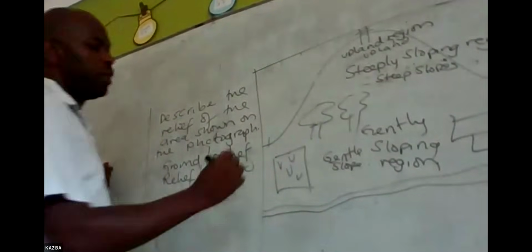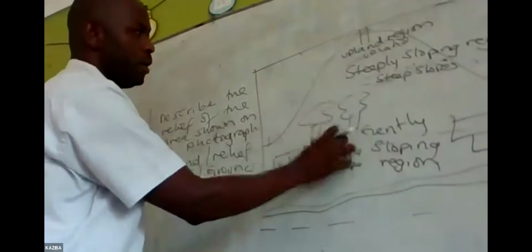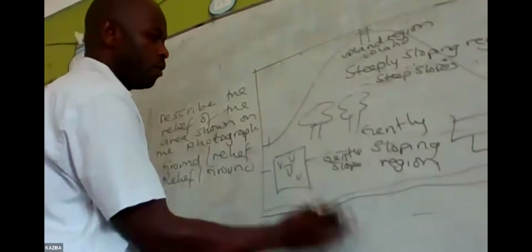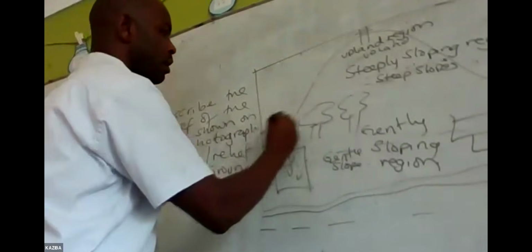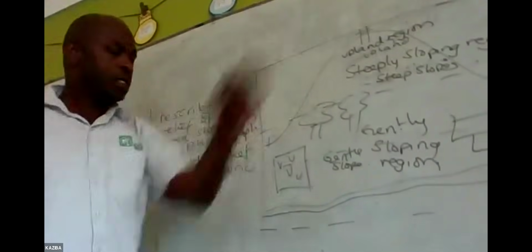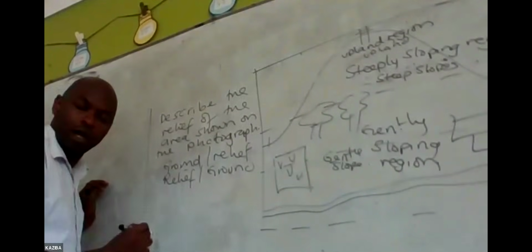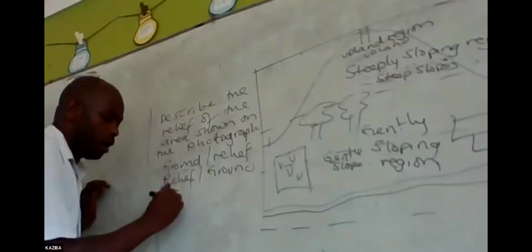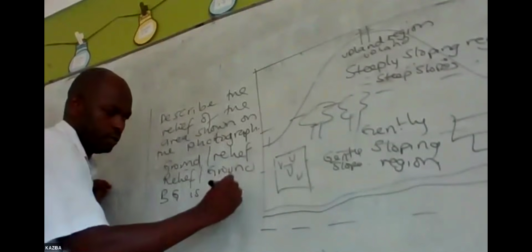For example, now you have to know the different divisions of this photograph. This is the foreground, the middle ground, so foreground, then maybe this part middle ground, then this is background. Now in the background, you have this upland. So you can start with the ground by saying the background is hilly.